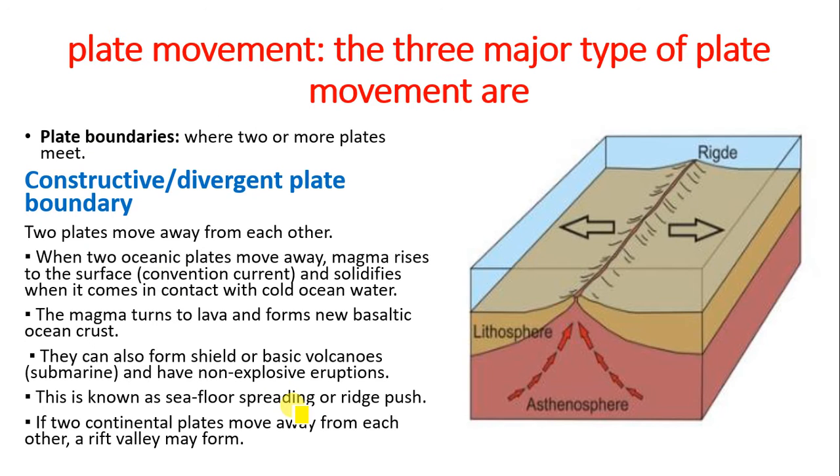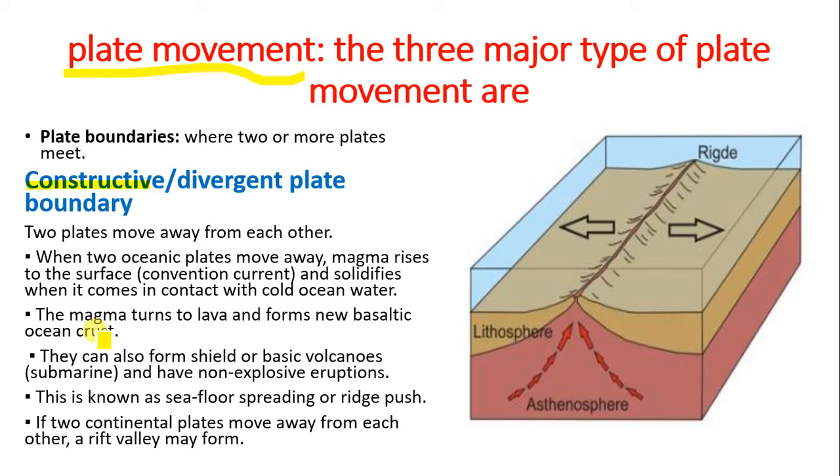So the next thing your syllabus expects you to know is plate movement. There are three major types of plate movement, which include the constructive plates. Plate boundaries are where two or more plates meet. So we have the constructive or divergent plate boundary. Now, in a divergent plate boundary, two plates move away from each other. When two oceanic plates move away from each other, it creates a space for the magma to erupt and rise to the surface through a process called convection current and solidify. When it comes in contact with cold ocean water, the magma turns to lava and forms new basaltic ocean crust.